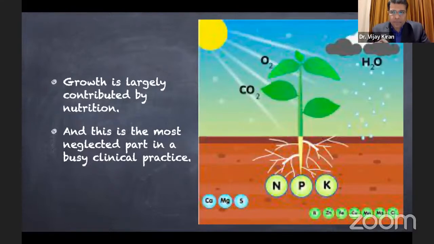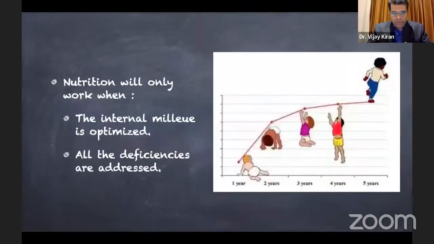And this we usually tend to neglect in our busy clinical practice, because as we see a patient, the first thing which comes to our mind is what is the diagnosis. Second is what is the solution. Third is what are the medicines, what are the dosages, and when to follow up. That's all. But some nuances, some subtle things which are very, very important are growth and nutrition.